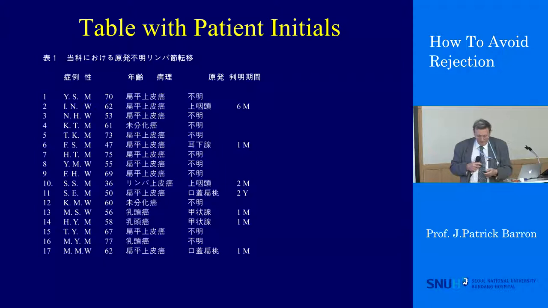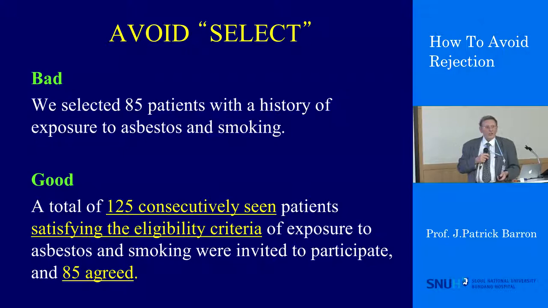Yesterday I mentioned that "selected" is a word that you're better to avoid. So instead of "we selected 85 patients with a history of exposure to asbestos and smoking," a total of 125 consecutively seen patients, say: we did not just pick the suitable ones, all consecutively seen patients that satisfied the eligibility criteria. What are the eligibility criteria? One, exposure to asbestos and smoking, were invited to participate, and 85 agreed.